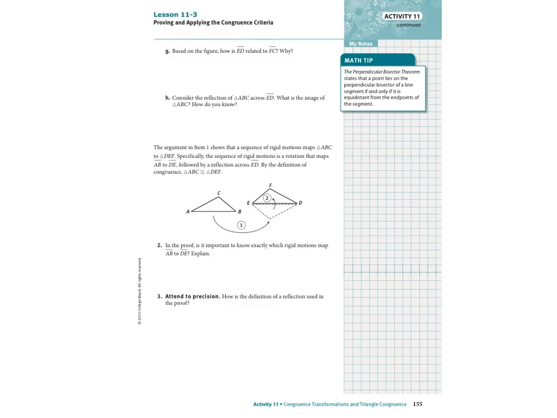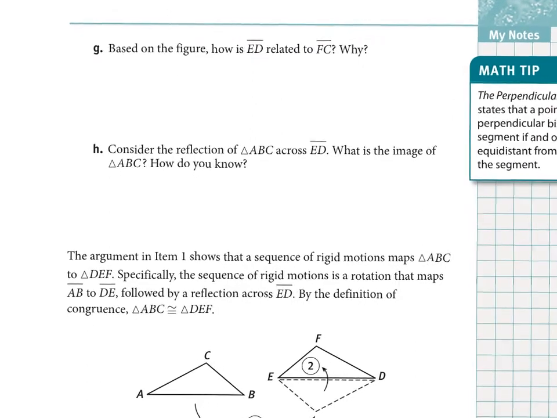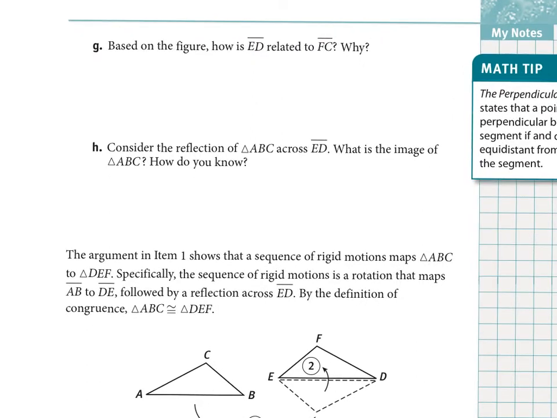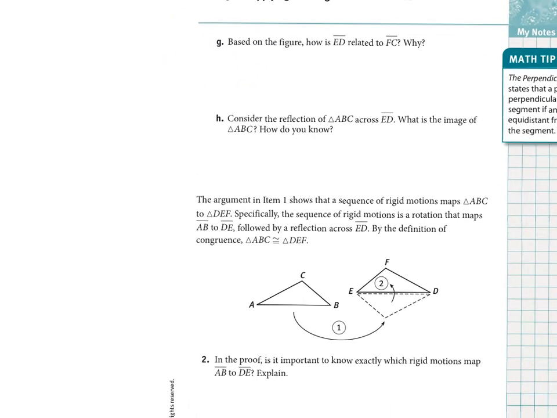We're still going to be building off of problem number 1. I know there's a lot of parts to it, and we might have to flip back and forth. Or maybe what I could do is copy and paste the figure off to the side here, and we could reference it for help. So I got it pasted over here, and now it says, okay, based on our figure, how is ED related to FC?